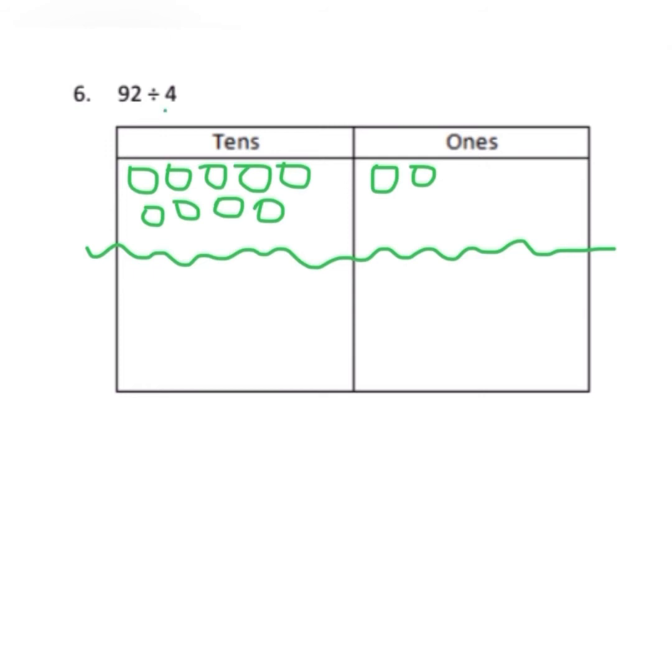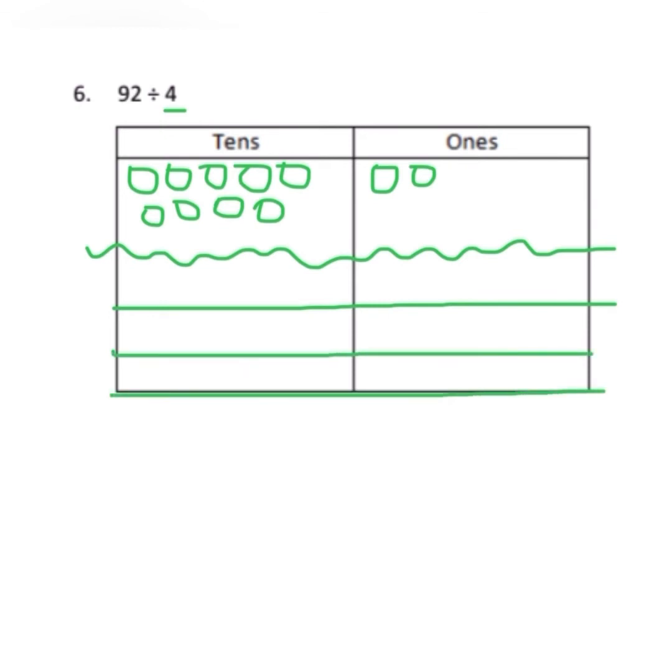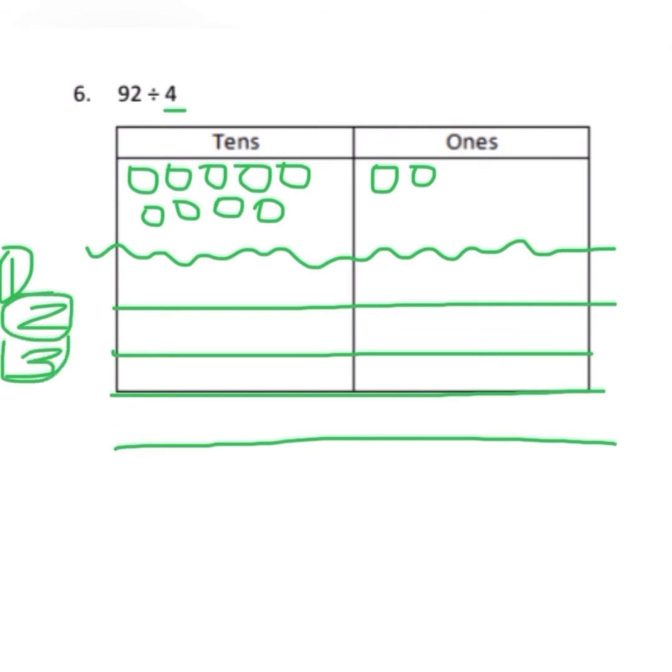Okay, so we are dividing by 4, which means I need to draw 4 horizontal lines. And it's okay if it doesn't all fit in the box as long as you can understand what you're writing. 1, 2, 3, 4. And I like to label my lines because I find it easier to keep track.